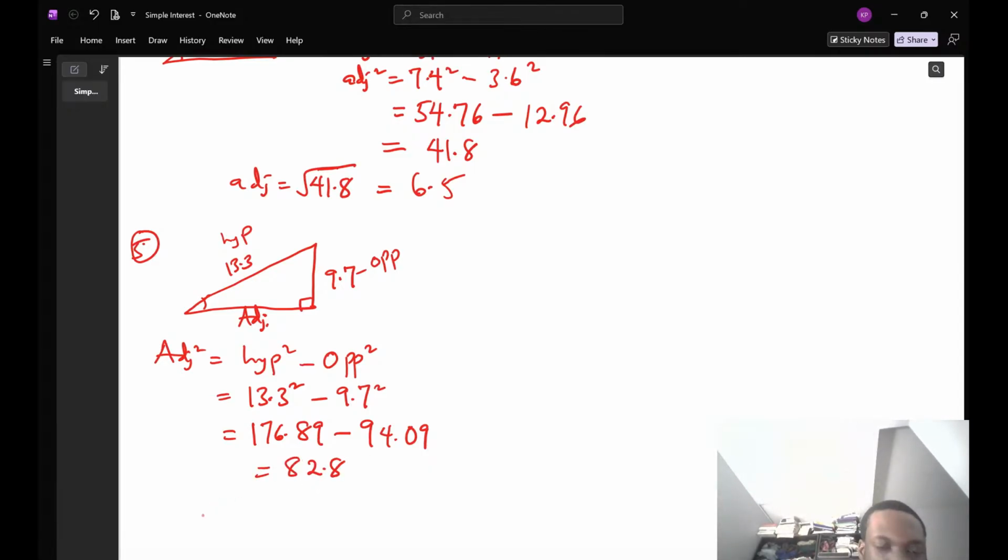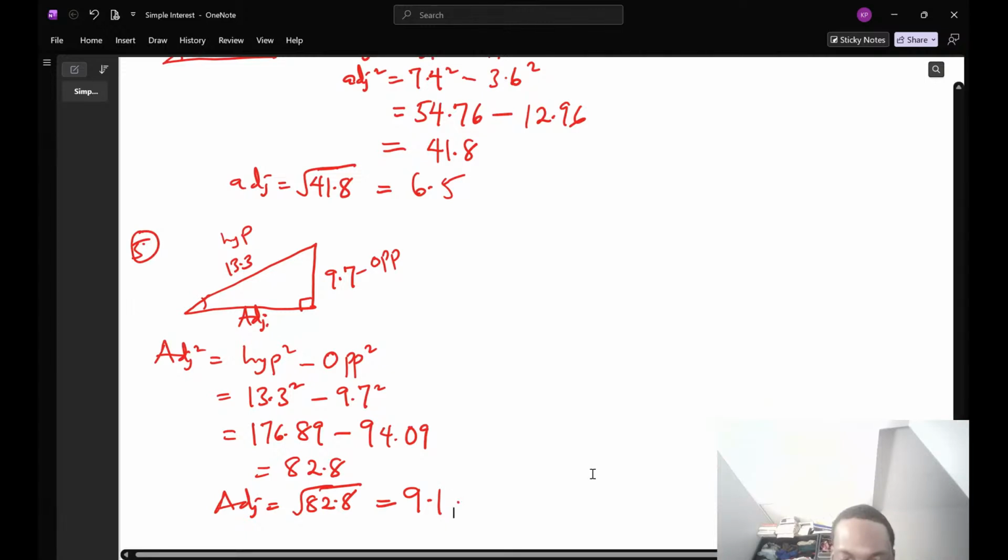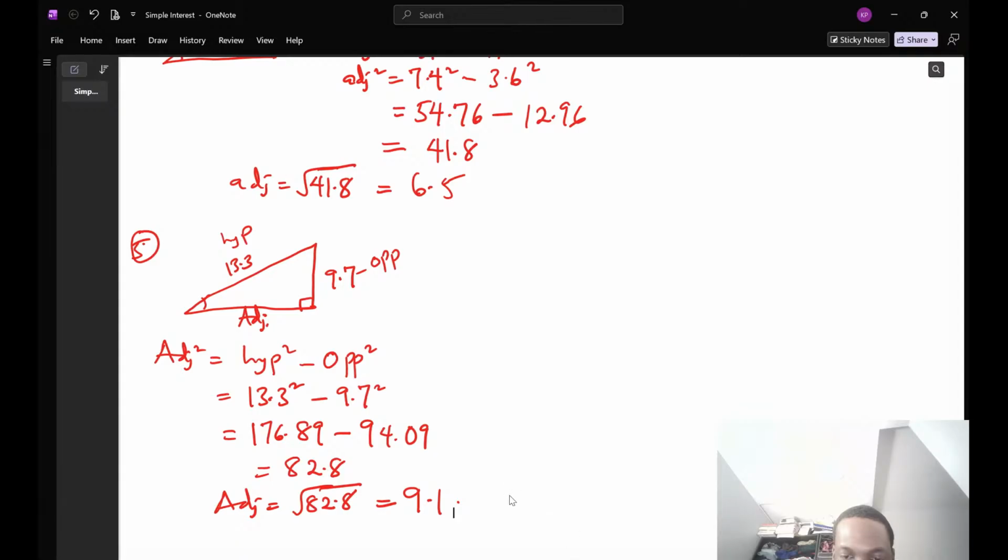So to find the adjacent, it is equal to the square root of 82.8. Okay. Second function, root 82.8. That's 9.1. So that's 9.1.